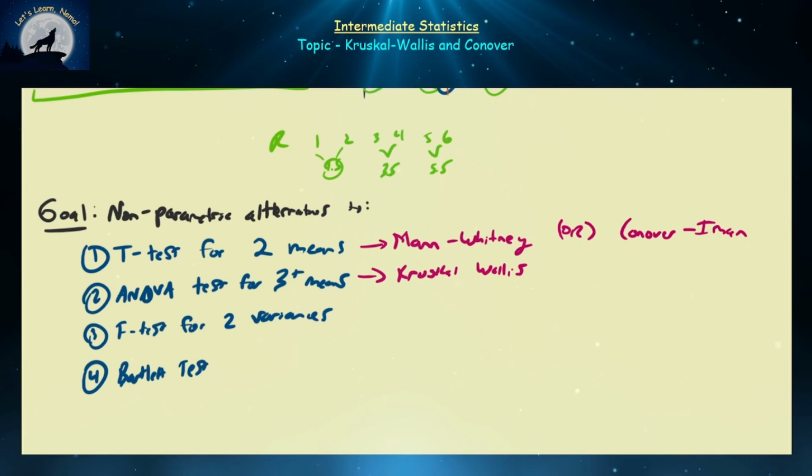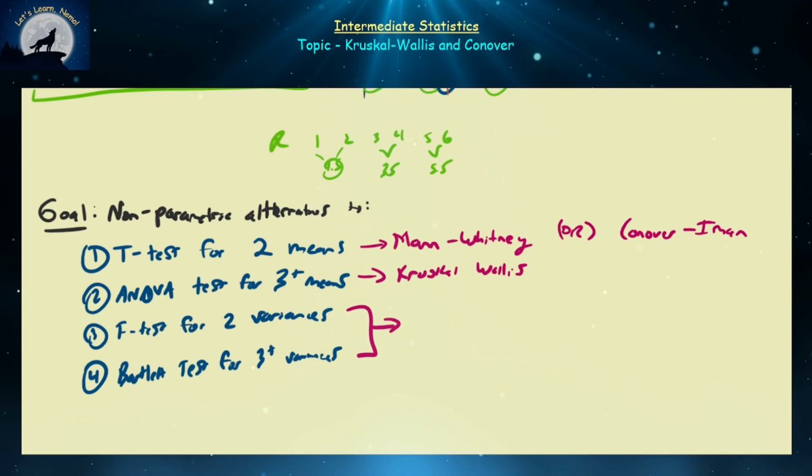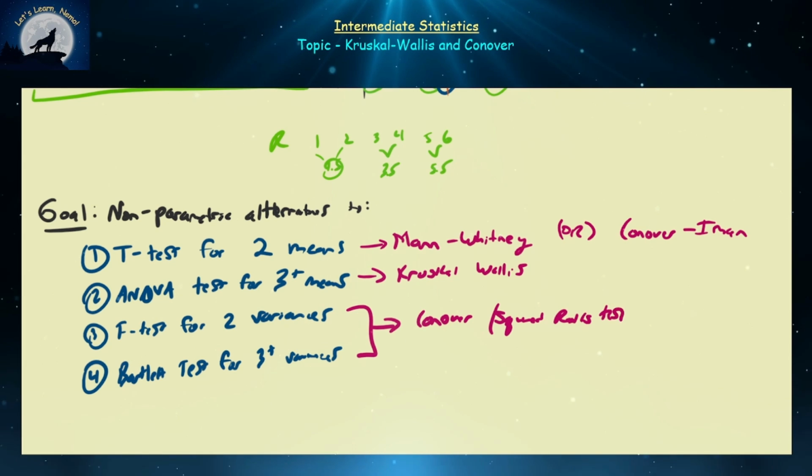If you've heard of the other alternatives compared to the Bartlett test, where you have slight variations from normality, then actually these tests will be a little bit more useful. And this is going to be for 3 plus variances, of course. And the test that we're actually going to use for both of these is known as the Conover. Some people will also call it the squared ranks test.